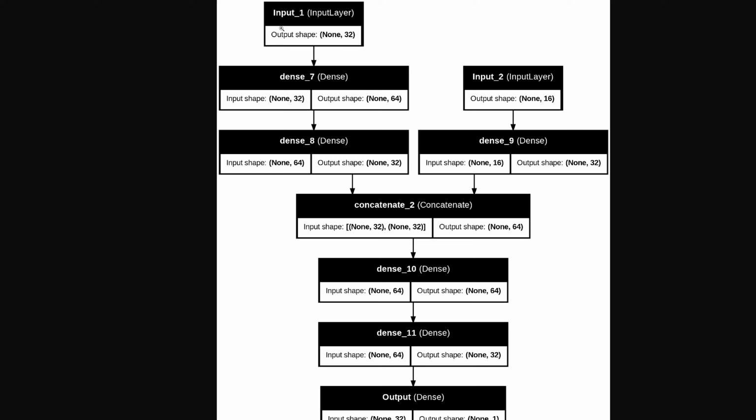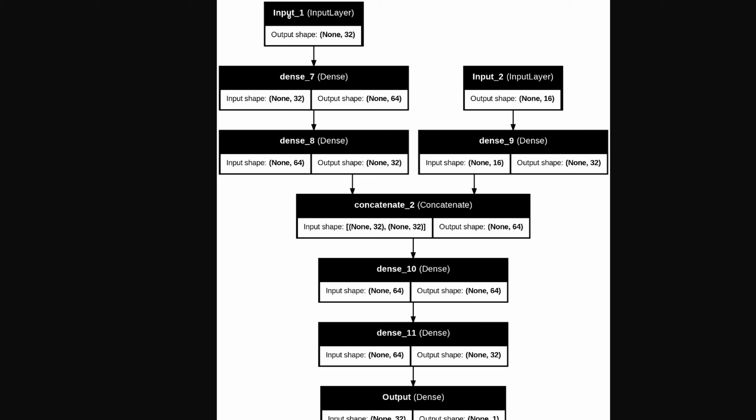So for this first input layer that we have here, we can see that it takes in 32 per sample, and that gets fed into a dense layer, which has an output shape of 64, so it has 64 neurons. And then that gets fed into another dense layer, which has 32. That is completely separate from our second input layer, so that's getting processed independently. And so for the second input layer, this just gets fed into a dense layer that has 32 neurons.